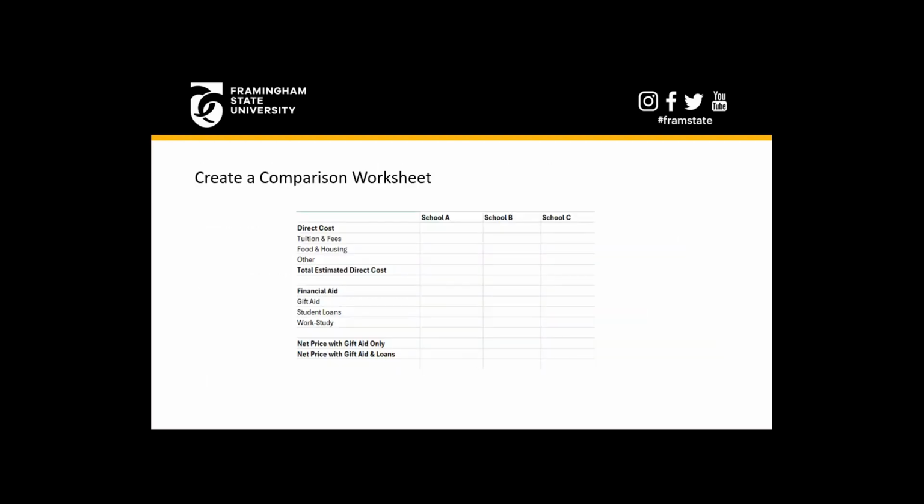So once you get all of your offer letters, you should determine the direct cost that I just explained. But I also find it helpful to have a comparison worksheet and plug all of the numbers in to really look at a side-by-side comparison at exactly how much each school is truly going to cost. And so you also have all of that information in one place and you can see it clearly side by side. So this is just a sample comparison worksheet and the different things that you would want to look at.